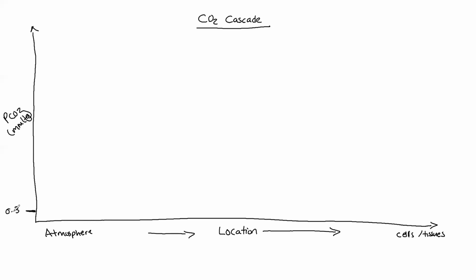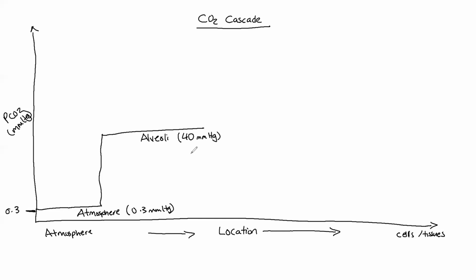This is the partial pressure of CO2 out in the atmosphere. So this is where we start. Okay, so this is the atmosphere, which is 0.3 millimeters of mercury. And then we increase by the time we get to the alveoli, right? There's much more CO2 in the alveoli that's coming from the respiring tissues. So by the time we get to the alveoli, we see a significant increase to about 40 millimeters of mercury.